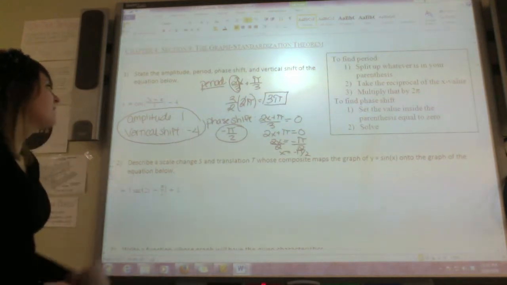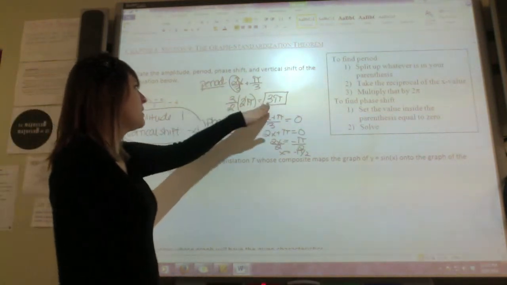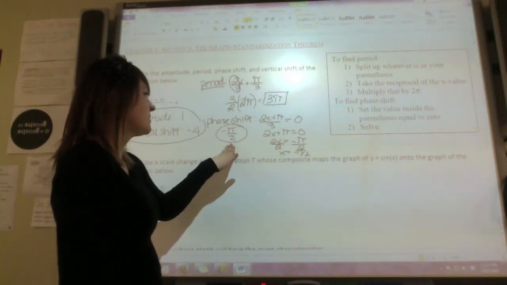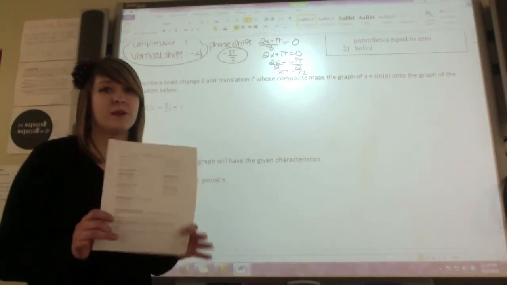Okay, so I found the amplitude is 1, the vertical shift is -4, my period is 3 pi, and my phase shift is -pi over 2. Alright guys, just a quick reminder, remember that you always have your formula sheet available to you.